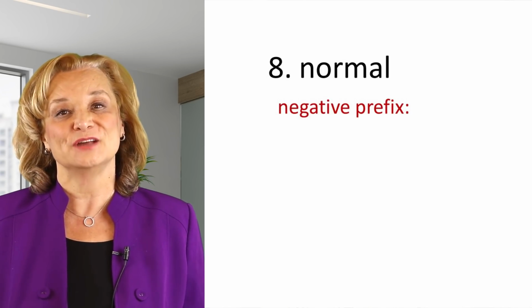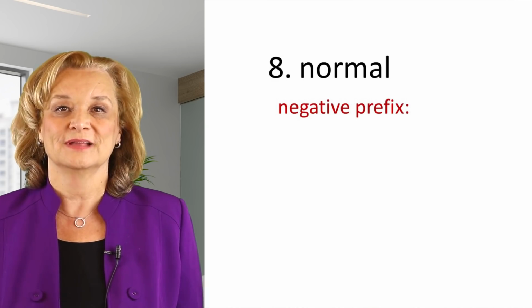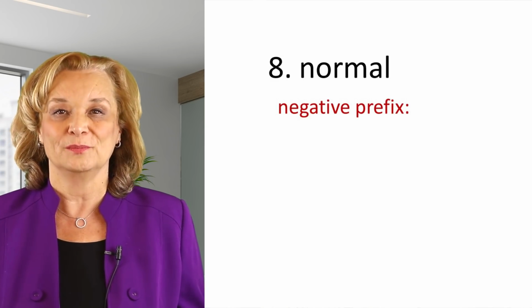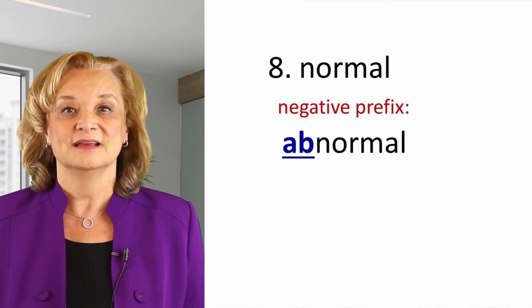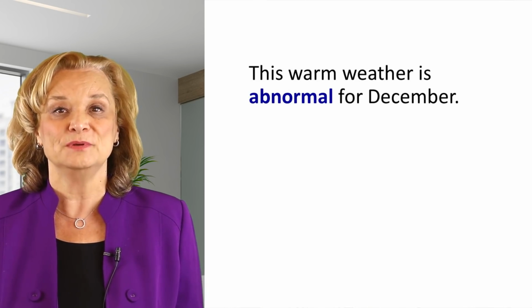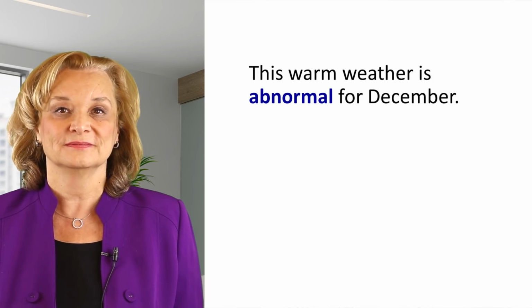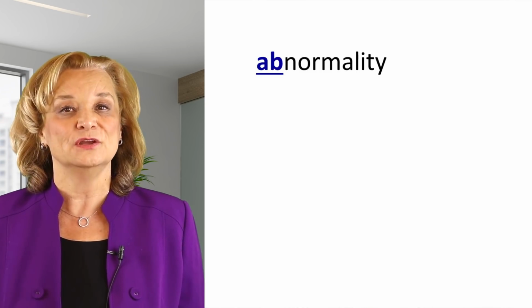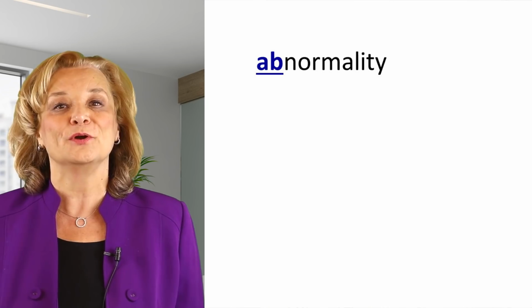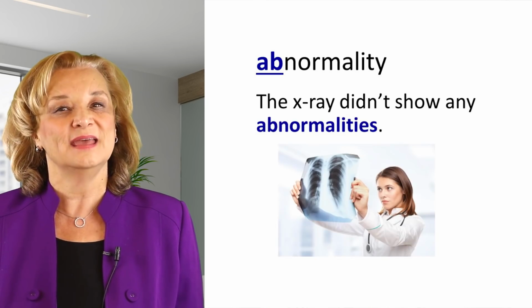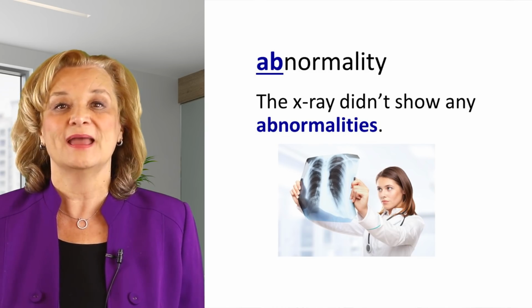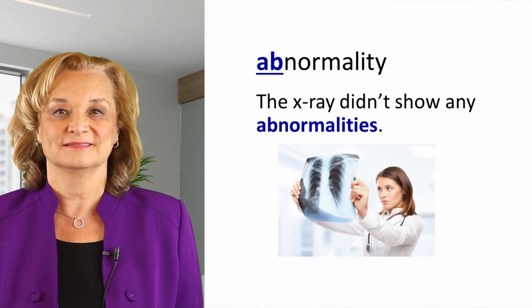The next one is an adjective, normal. If something is not normal, what do we say? It's abnormal. This warm weather is abnormal for December. And we can use the noun form, abnormality. And we can use it like this in a sentence. The X-ray didn't show any abnormalities.